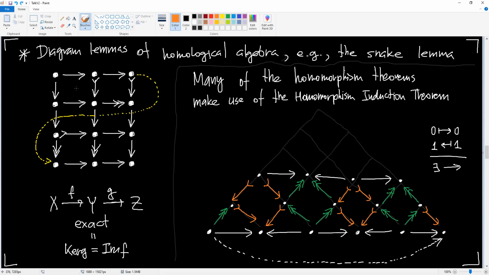Okay, so let's see what the snake lemma says. So we need to have a commutative diagram like this, where the projections are indicated with these double arrow heads, and the embeddings are indicated with the arrow tails. And then we also want, apart from this diagram being commutative, every sequence, either horizontally or vertically, to be exact. And if I have a sequence like this, it's exact at y when the kernel of G is equal to the image of F.